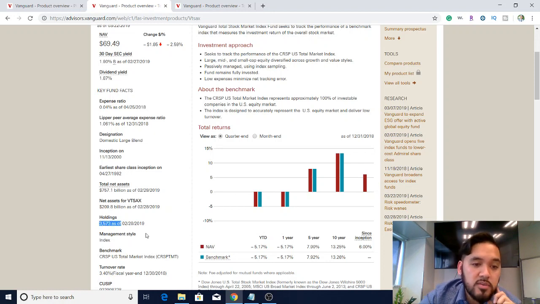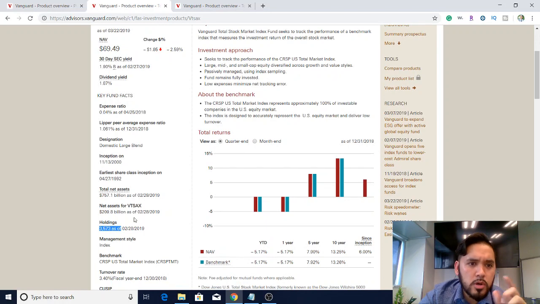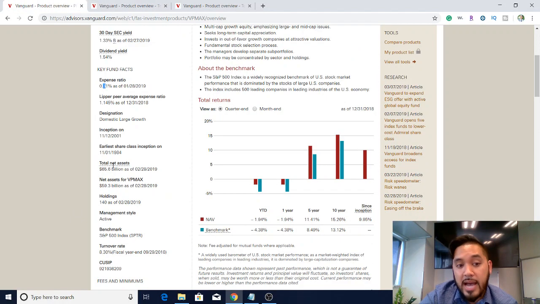It has 3,573 investable companies within the total stock market. And comparing it to what I was saying earlier, the turnover rate right here is 3.4. Compare it to the active, 8.3.